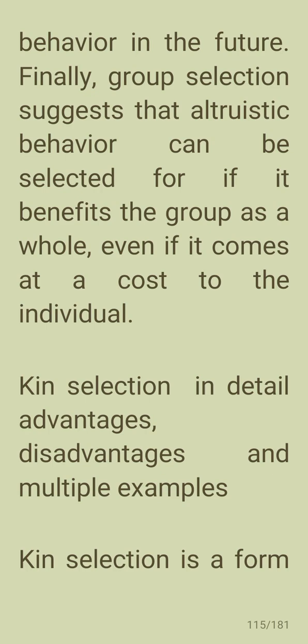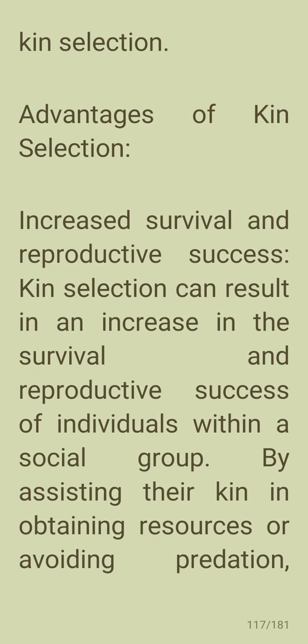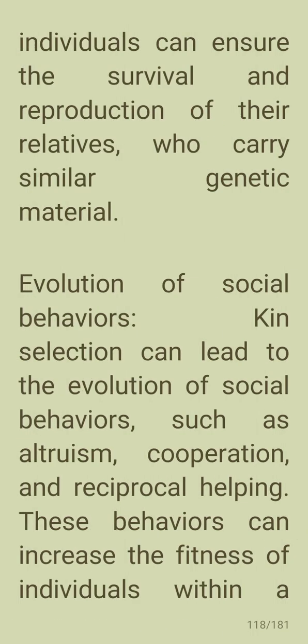Kin selection in detail. Kin selection is a form of natural selection that favors the spread of alleles that increase the inclusive fitness of an individual's relatives, even if it means a cost to the individual's own reproductive success. It is a phenomenon observed in many species, particularly in those that exhibit social behaviors. In this essay, we will be discussing this topic. So, advantages of kin selection: increased survival and reproductive success. Kin selection can result in an increase in the survival and reproductive success of individuals within a social group by assisting their kin in obtaining resources or avoiding predation. Individuals can ensure the survival and reproduction of their relatives who carry similar genetic material.